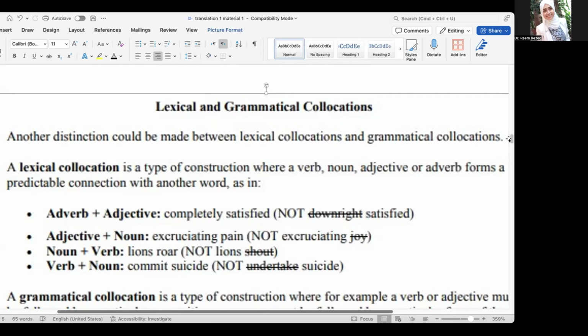Commit suicide, it's like يعني ارتكب جريمة. And don't say undertake suicide, because it will be word for word, and it's not literary. It goes word by word, and sometimes you have to convey the meaning. ارتكب جريمة. So all of these you have to pay attention to. When somebody asks you about lexical collocation, you add adverb with adjective, or adjective with a noun, and even noun with a verb, and verb with a noun, okay? All of these you have to pay attention to when you translate, because really it makes a difference.